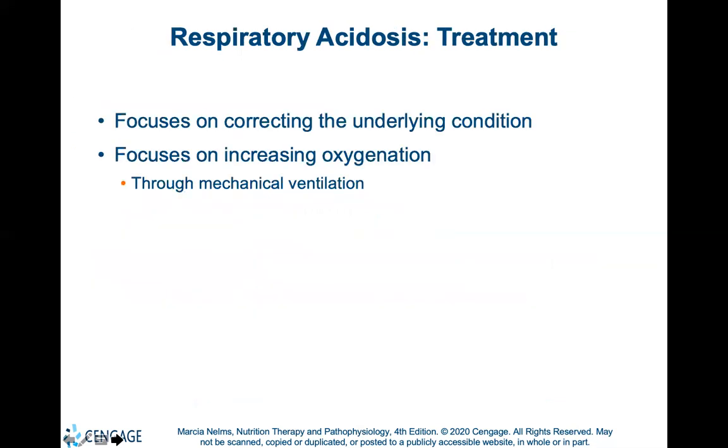Treatment will focus on correcting the underlying condition causing respiratory changes. Presence of hypoxemia would focus treatment on increasing oxygenation through administration of oxygen or provision of mechanical ventilation. In those patients with chronic hypoxemia, it is crucial to realize that the hypoxemia may be providing the stimulus for ventilation. If oxygen therapy reduces hypoxemia, ventilation may acutely decline without this stimulus.